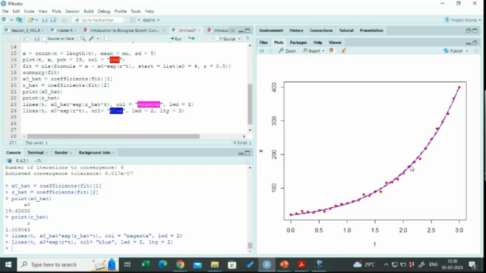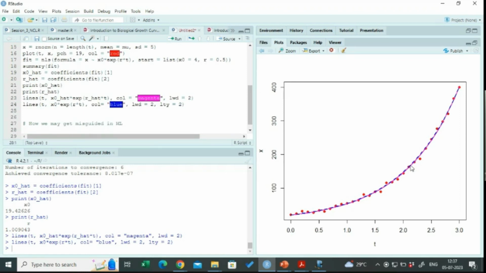Say for example, you have learnt about multiple linear regression, so you have learnt about linear regression. Say for example I have this input data. So how we may get misguided in ML? How does it actually happen?